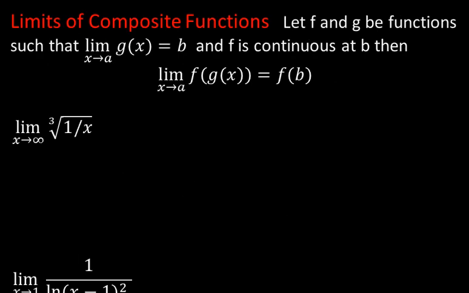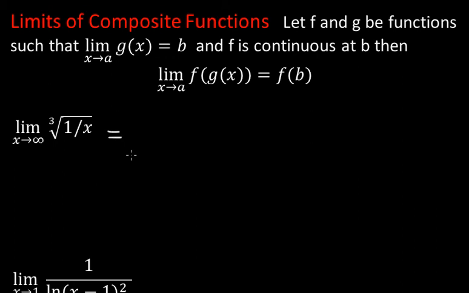You also learned in Calculus 1 how to take limits when you have composite functions. If f and g are functions such that the limit of g of x as x approaches a is b, and f is continuous at b, then the limit of f of g of x is f of b. Now, I would not say memorize this, just use it naturally, but be conscious of the fact that we are taking limits of composite functions.